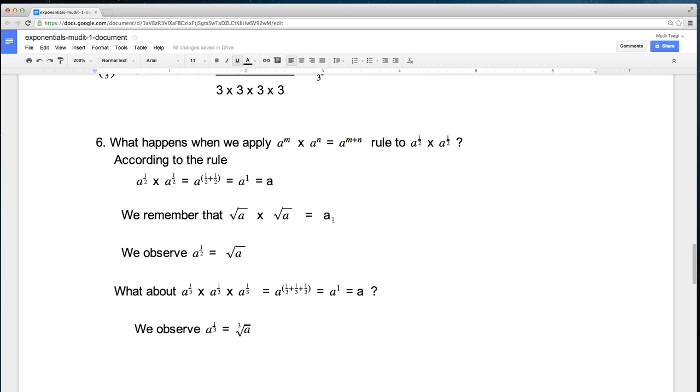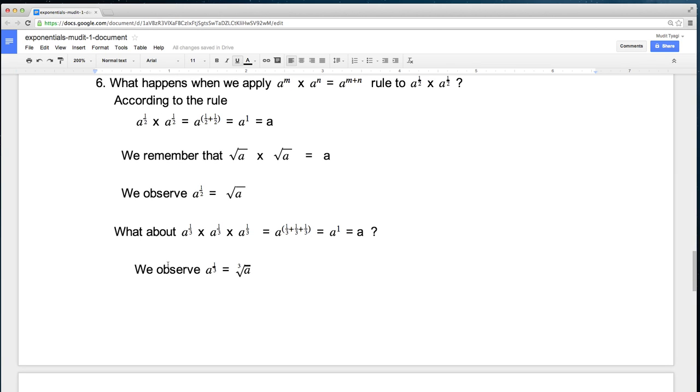So we stare at this and we observe that a to the half is actually equal to the square root of a. Okay, let's build upon that. So what about a to the 1/3?